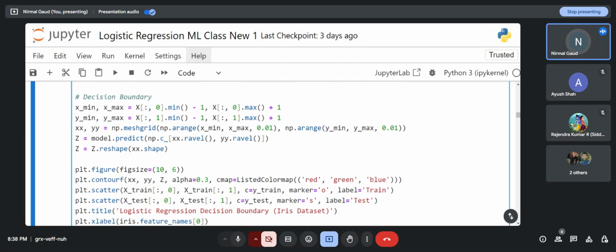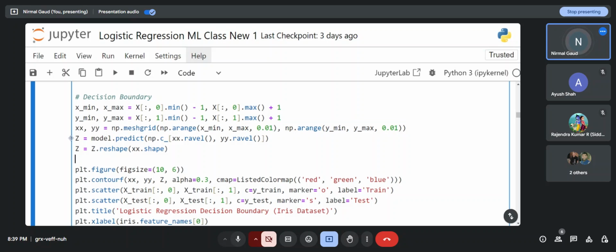And here we are making the range for the decision boundary, that means from where to where it will start. Then XX, YY, these are the two parameters which you are assigning to meshgrid. Whatever minimum and maximum values you have taken, you are going to create a grid of it.